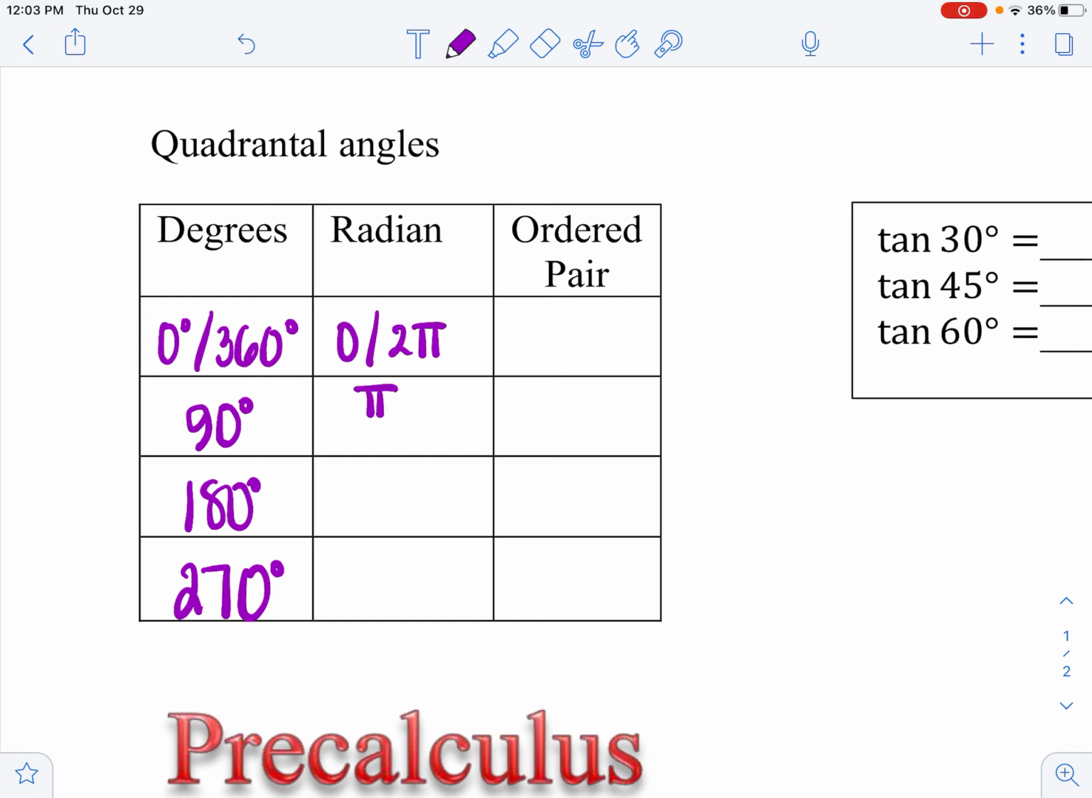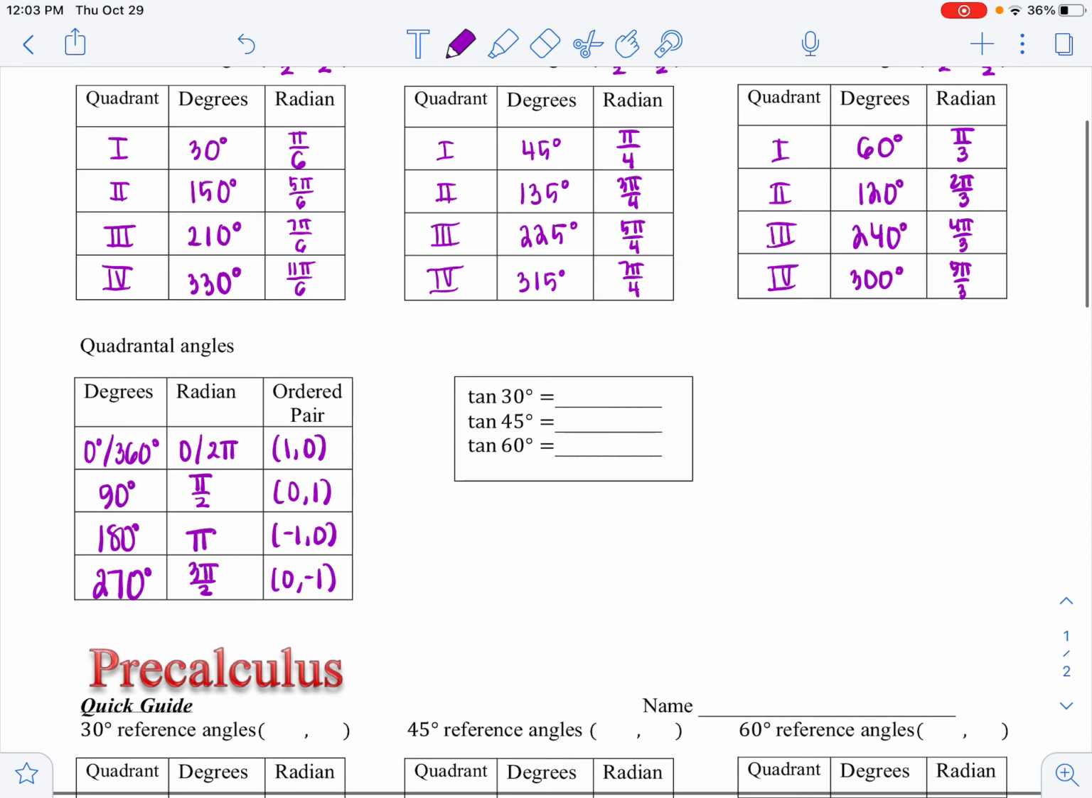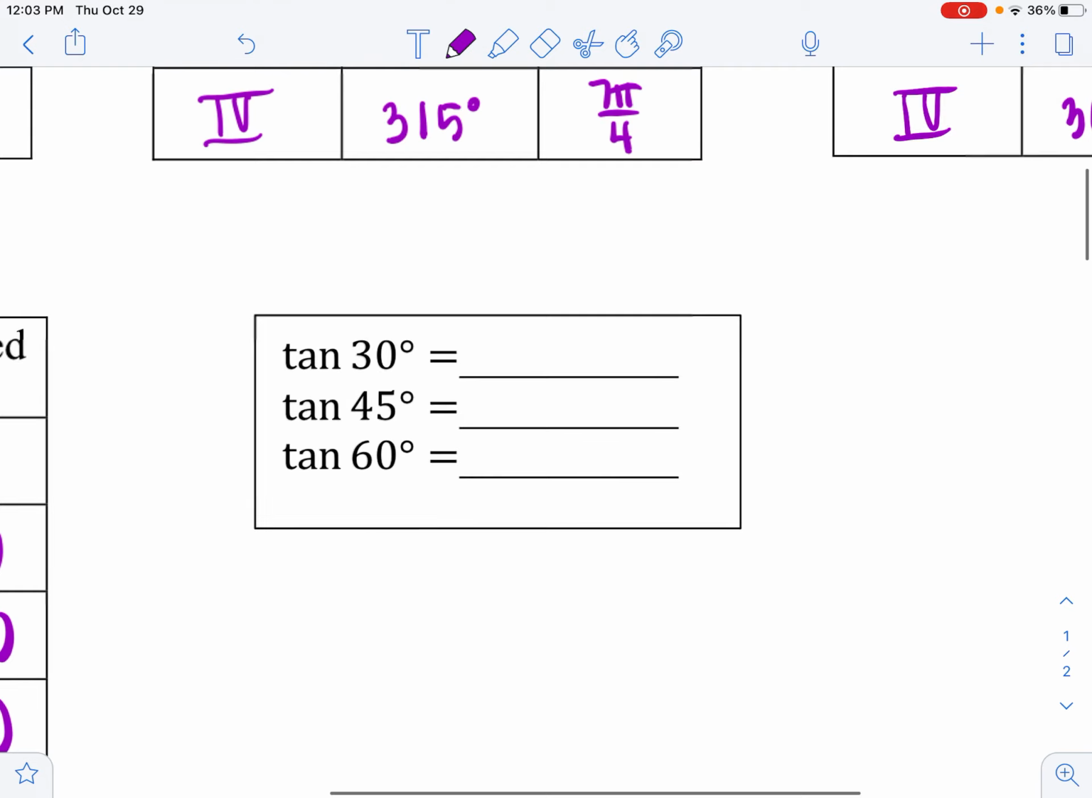In radians, this is 0 or 2 pi radians. Then we have 1/2 a pi, a whole pi, and then 1.5 pi's, which is 3 pi over 2. Ordered pairs: this is right 1 up 0. This is over 0 up 1. This is left 1 up 0. And this is over 0 down 1. So notice I'm faster at doing this because this is the way it's organized in my brain.